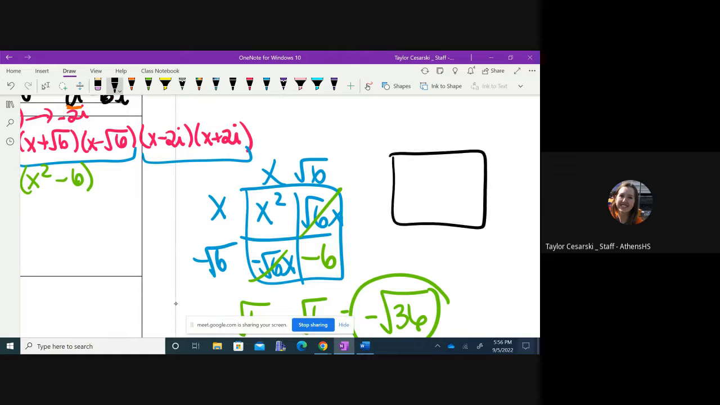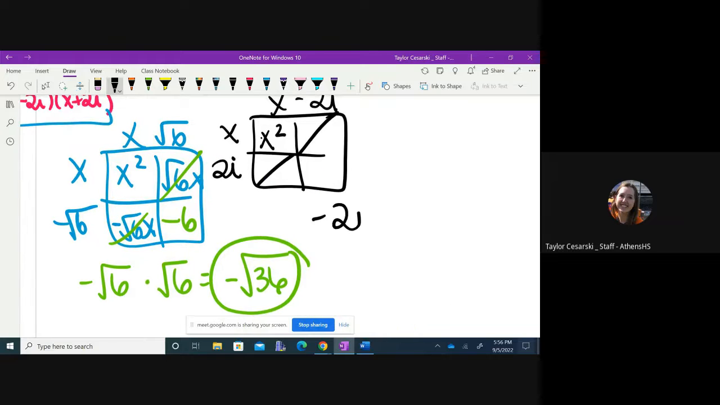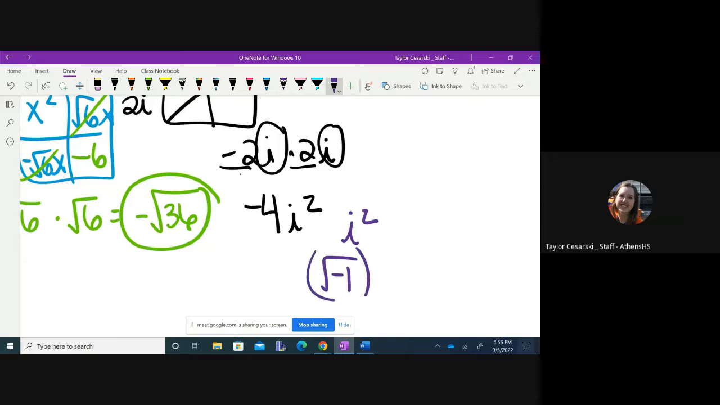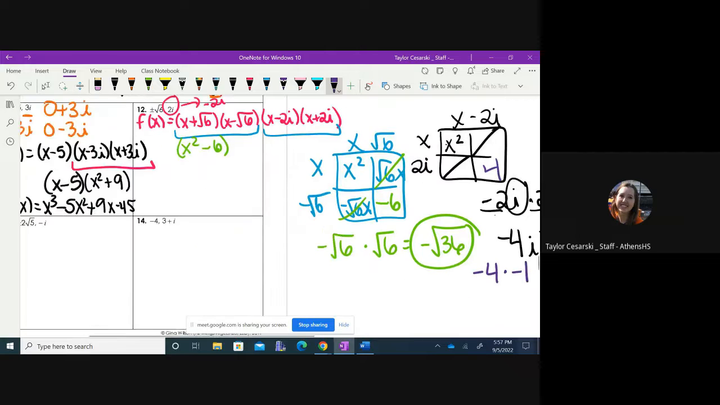Then the second one, x minus 2i, x plus 2i. So x squared, we know those are going to cancel out. And I have negative 2i times positive 2i. Negative 2 times negative 2 is negative 4, and i times i is i squared. So i squared, we know i is the square root of negative 1, but then I'm going to square it. So square root of negative 1 squared is just negative 1, like we did in the previous example. So this turns into negative 4 times negative 1, which is a positive 4. So this is x squared plus 4.